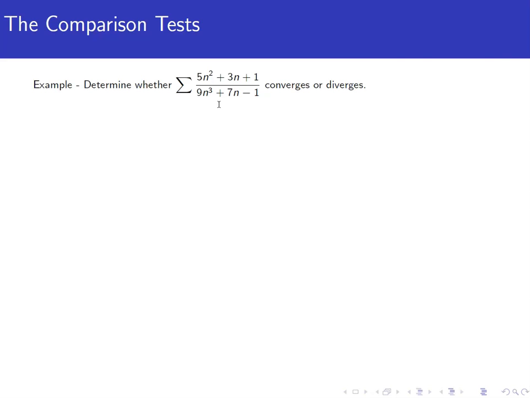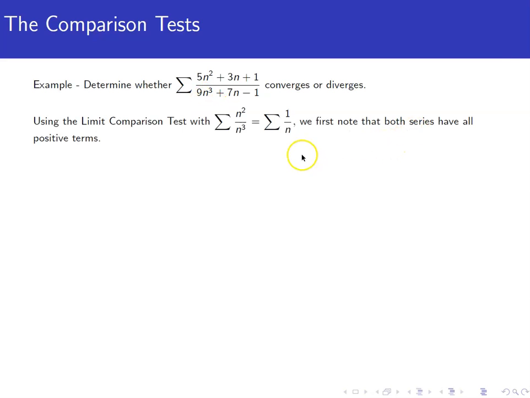And when we're trying to figure out what to compare to, just like before, we want to try to figure out what's going on as n gets big. Well, as n gets big, the top is dominated by n squared, and the bottom is dominated by n cubed. So that's exactly what we're going to compare this to. We're going to compare it to the series n squared over n cubed, which of course simplifies to 1 over n. And again, I chose 1 over n because that came from simplifying n squared over n cubed, which are the dominant terms in the numerator and the denominator.